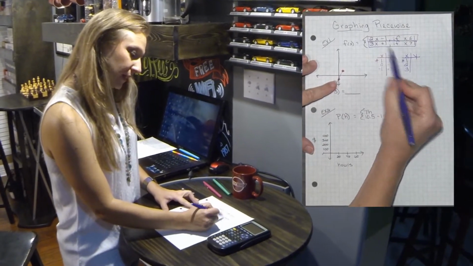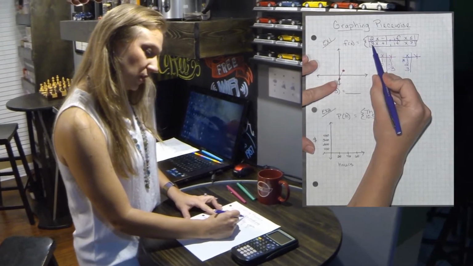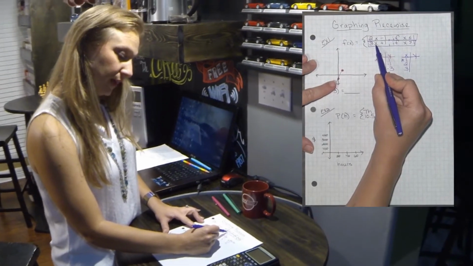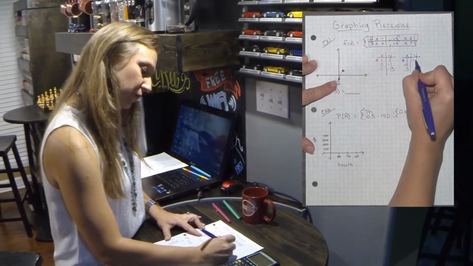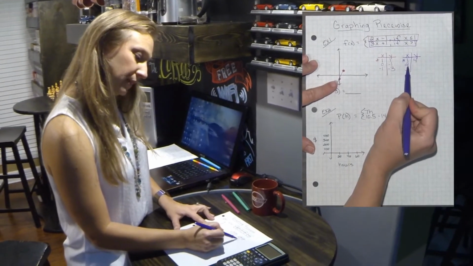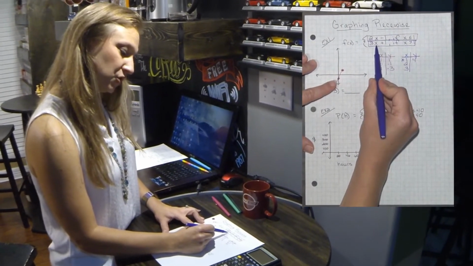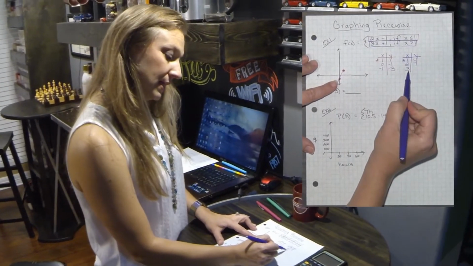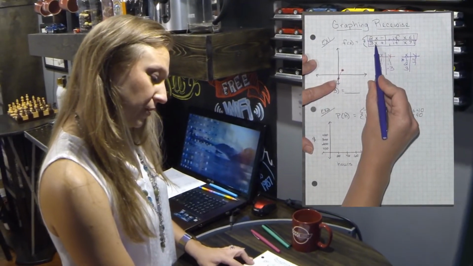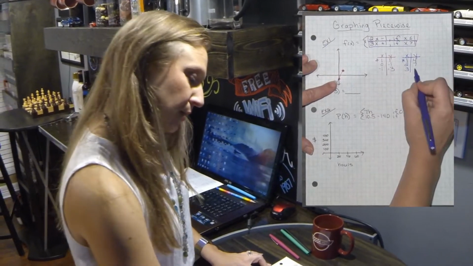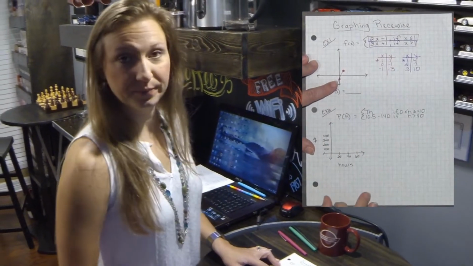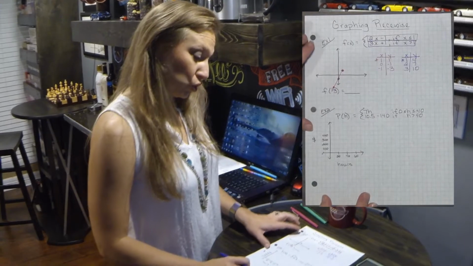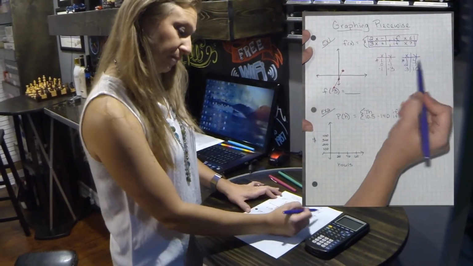So I'm going to plug 1 into this piece of the function. 3 times 1 is 3, plus 1 is 4. Plug in 2. 3 times 2 is 6, plus 1 is 7. Last, I'm going to plug in 3. 3 times 3 is 9, plus 1 is 10. So now I have some values to be able to graph for this piece.